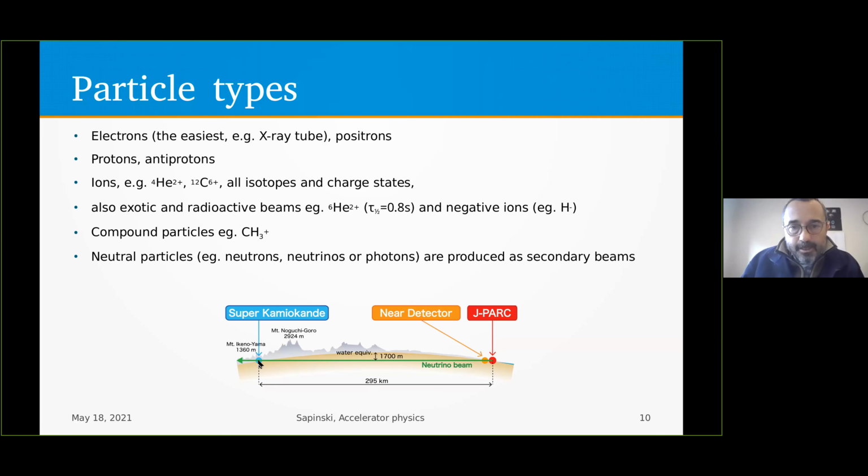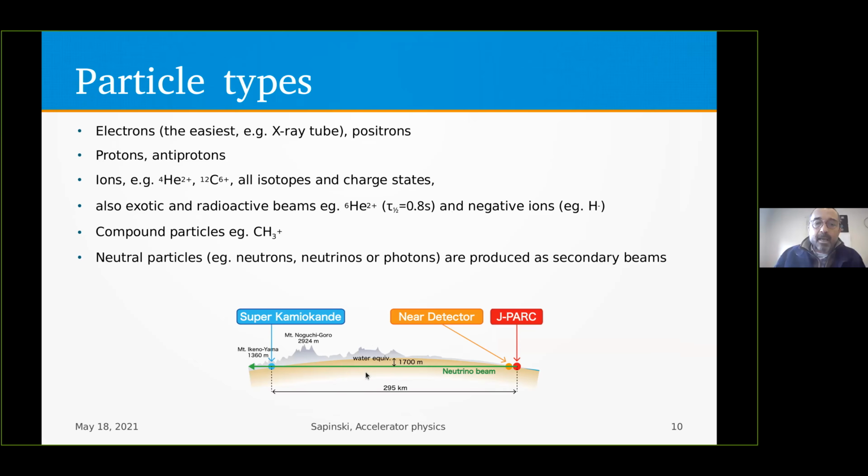This particular case is in Japan. It comes from J-PARC and goes through the Earth. Neutrinos almost don't interact, so we don't need a vacuum chamber to guide them. After 300 kilometers, they hit a detector. Of course, most of them go through the detector because they don't interact easily with matter. But yes, we have this kind of beams.